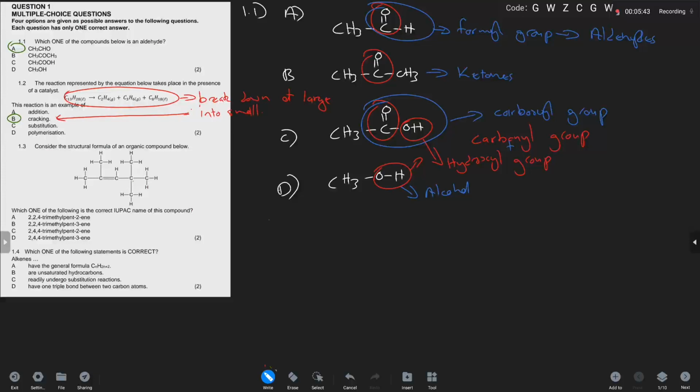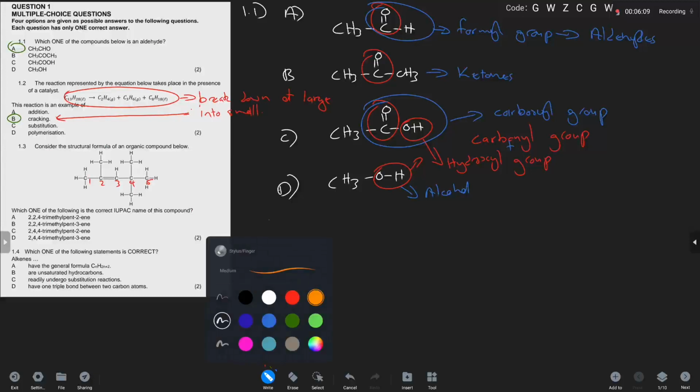And then we consider 1.3, the structural formula of the organic compound below. As we can clearly see, we have the first carbon atom attached to 3 hydrogen atoms, and then the second is attached to a certain group. The first thing that we need to do, since the question is asking which one of the following is the correct IUPAC naming for the compound.